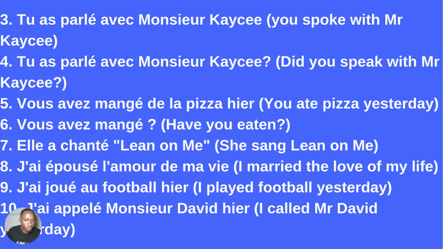J'ai joué au football hier. I played football yesterday. J'ai appelé Monsieur Daniel hier. Are you seeing? Very simple. The verb in ER, you just have to turn the ER to E accent aigu and you have formed past tense. Then look at what auxiliary you need, whether it's avoir or être, and conjugate according to the subject, and you're good to go. C'est bon?